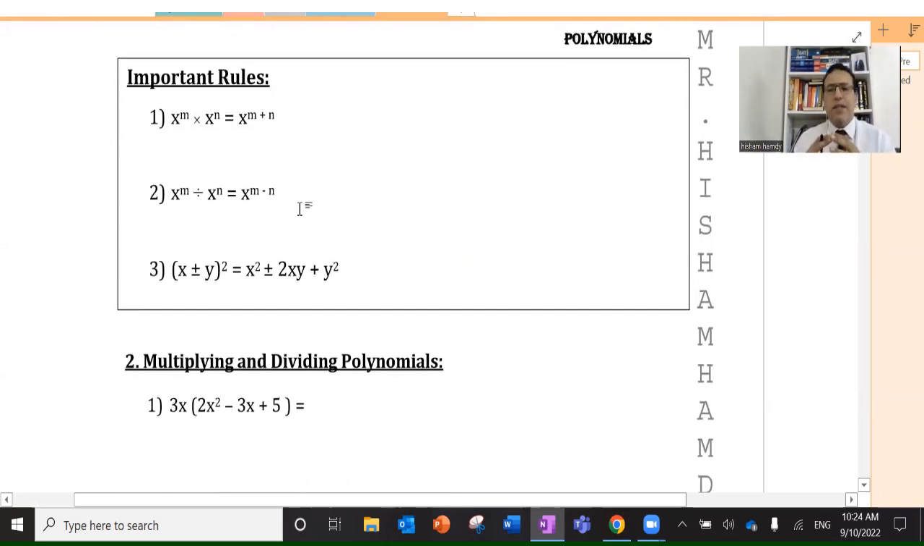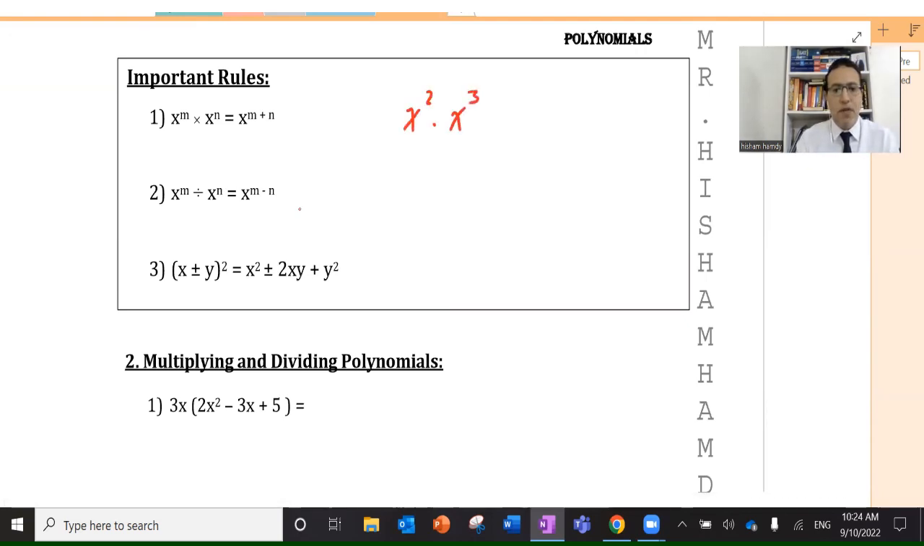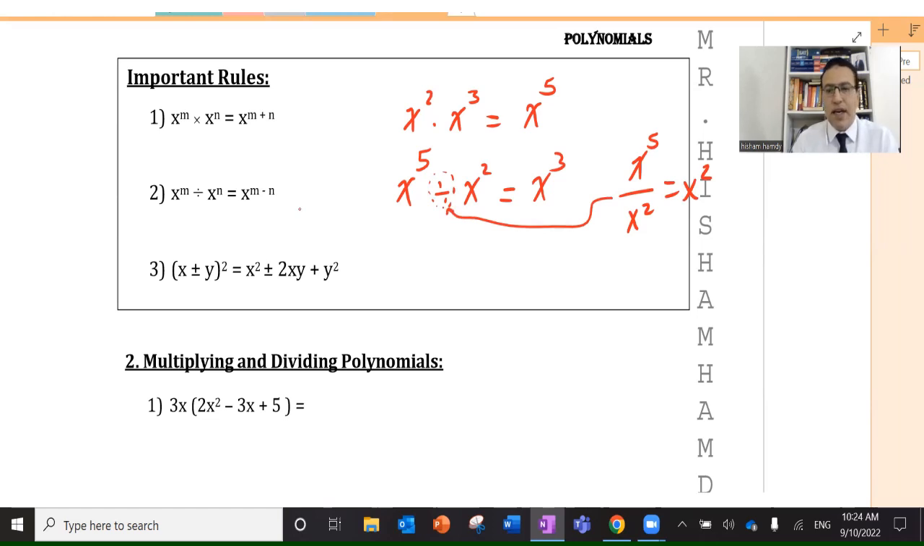Now, let's speak a little bit about the rules of exponents. If I'm multiplying x to the power of 2 and x to the power of 3, the answer is x to the power of 5. But if I'm dividing x to the power 5 by x to the power 2, the answer is x to the power 3. Notice that in SAT, we don't have this sign. We write x to the power 5 divided by x to the power 2 like this. So this sign is the same as division in the American stream or the SAT test.